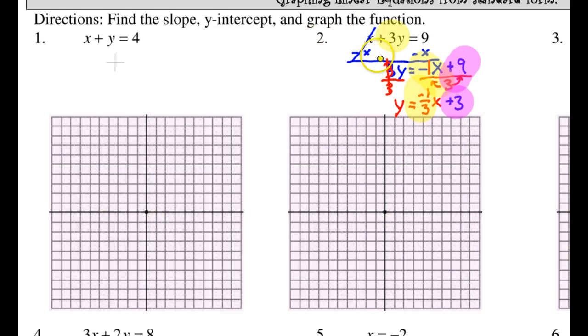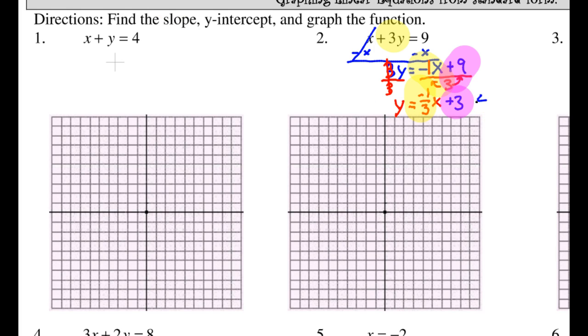So the rule still stands: if you can reduce it, you must reduce. Negative 1 over 3 does not reduce, so I left it the same. 9 over 3 does reduce, so I did. I got 3. And now from here, it's the same for graphing.